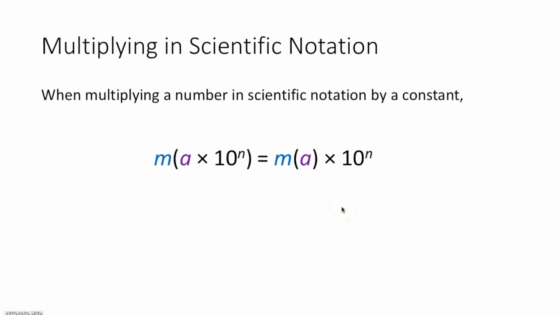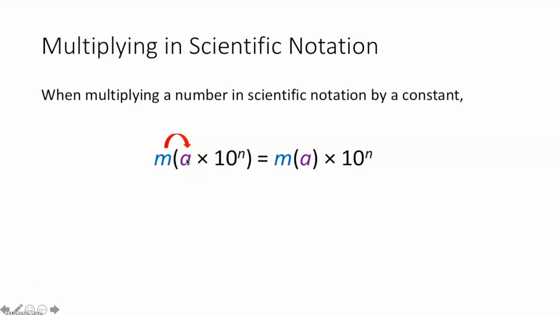Now, multiplying in scientific notation. When multiplying a number in scientific notation by a constant, we're going to take our constant that's out front, and we're just going to multiply it to that first number, our a value, whatever that is. So you end up getting m times a times 10 to the nth power. So you just take whatever that number is and multiply it to the number that is in front with the scientific notation, your a value.